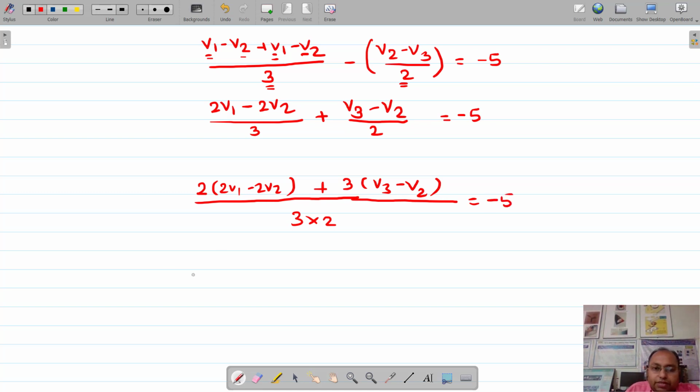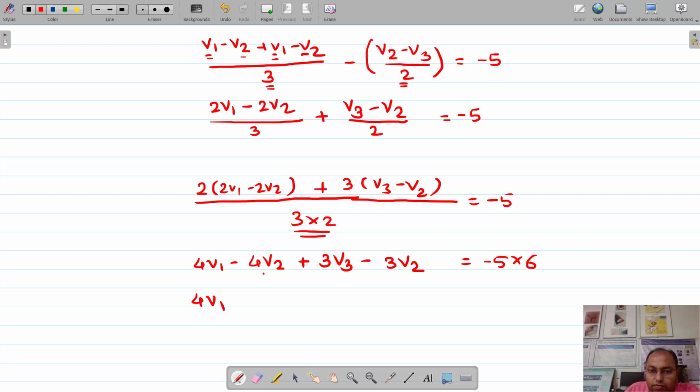Yes. Okay, so 4v1 minus 4v2 plus 3v3 minus 3v2. Okay, let us transfer this 3 into 2 over here. So minus 5 into 6. Is that fine? Great. So let us simplify again.